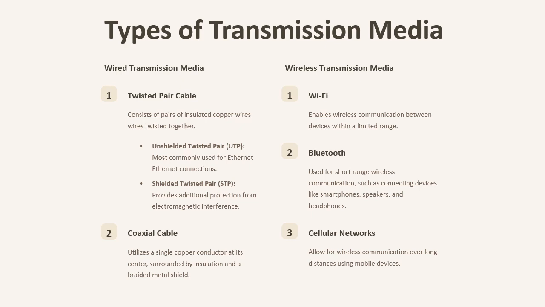Now let us see wireless transmission media, which is Wi-Fi, Bluetooth, and cellular networks. Wi-Fi enables wireless communication between devices within a limited range. Bluetooth is used for short range wireless communication, such as connecting devices like smartphones, speakers, and headphones. Cellular networks allow for wireless communication over long distances using mobile devices.